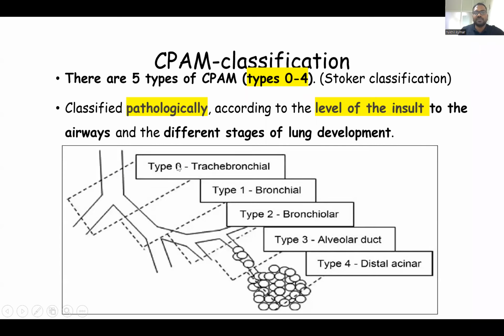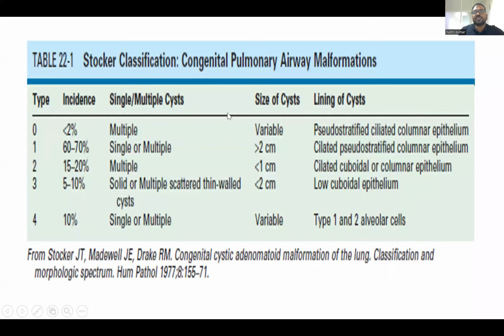Here we can see type 0, which involves the tracheobronchial level, type 1 bronchial, type 2 bronchiolar, type 3 alveolar ducts, and type 4 distal acinar. So now coming to the Stocker classification of congenital pulmonary airway malformation. Stocker has classified CPAM into 5 types, 0 to 4.